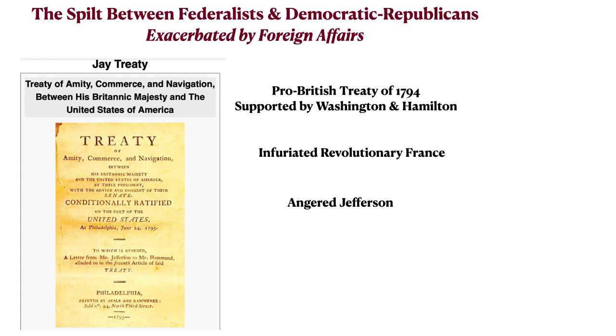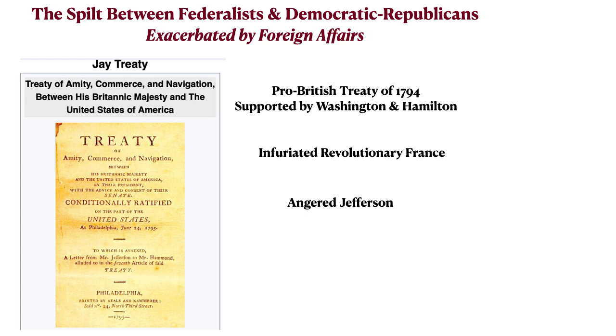Already, as early as 1794, under Washington and Hamilton, quite a pro-British treaty was established, the Jay Treaty. You can see Treaty of Amity, Commerce, and Navigation between His Britannic Majesty and the United States. This really angered Jefferson and the Democratic Republicans and led to charges that people like Hamilton and Adams wanted to move towards a monarchical form of government. Not much evidence for that, but this would be a bit of information that would be used for this.